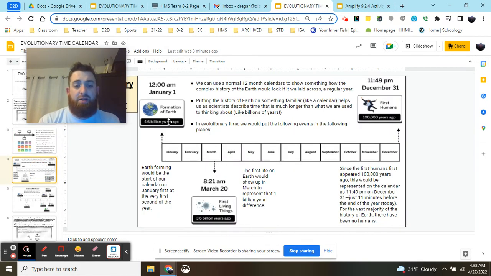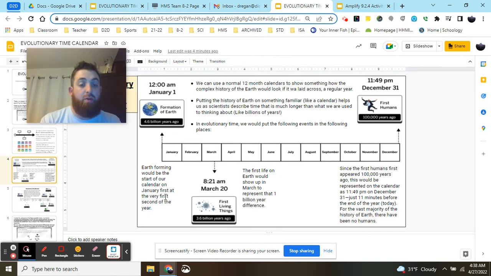So if we're looking at our timeline here, you'll notice that we can use a normal 12-month calendar to show how something as complex as Earth's history would look like in a regular year. So from January to December, each month would represent time passing for that 4.6 billion year old Earth of ours. Putting the history of Earth on something familiar like this can help us as scientists describe how much time has passed in a much longer way than maybe we're used to. Talking about months and comparing months might be easier than trying to compare billions of years. So, in evolutionary time, we would put some of these events as shown.